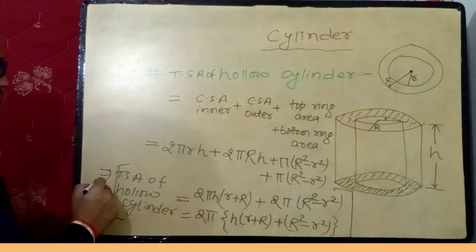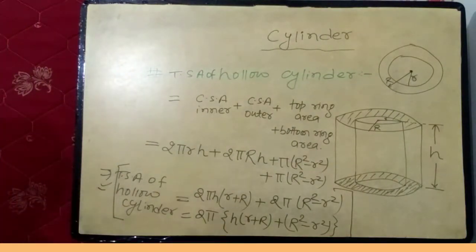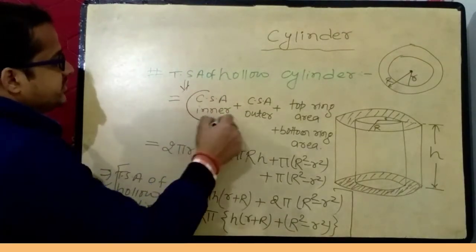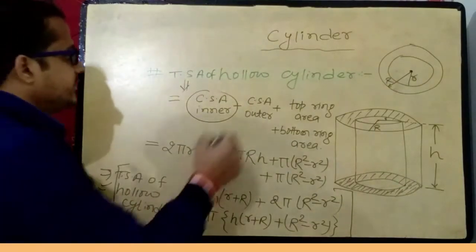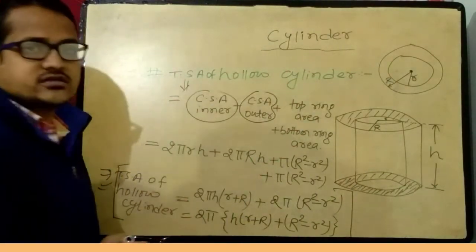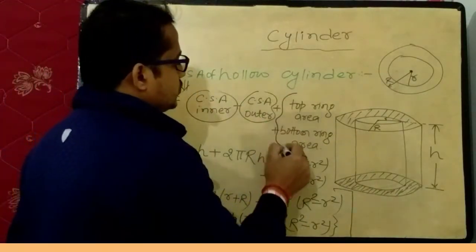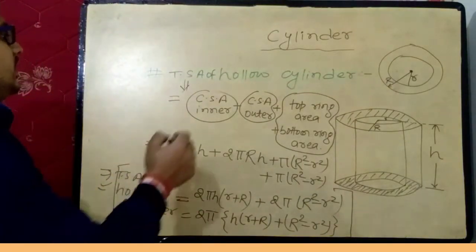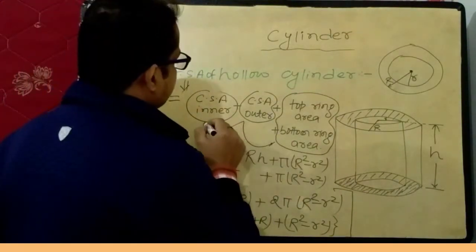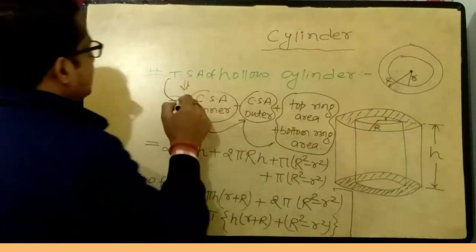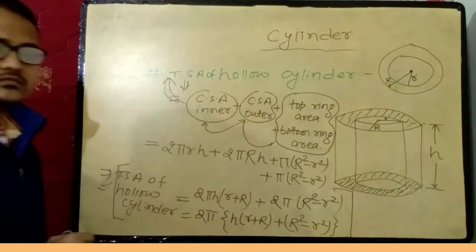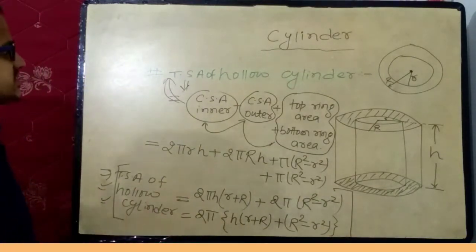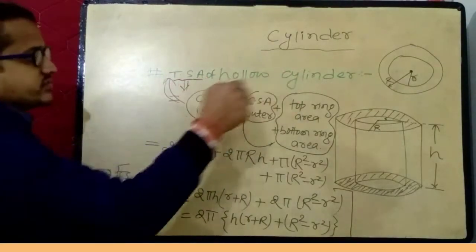My suggestion is not to remember this formula. You can easily calculate the TSA of a hollow cylinder by using a simple concept: this is the inner curved surface area add up outer curved surface area add up two symmetrical rings at the bottom and top, and add all these areas to get the total surface area of this hollow cylinder. Because this formula is not easy to remember, by using the basic concept you can calculate the TSA of this hollow cylinder.